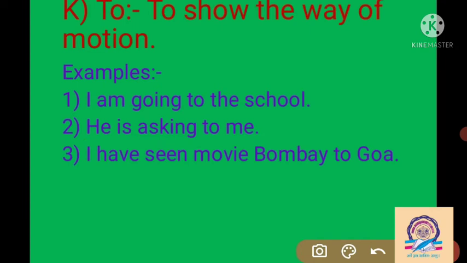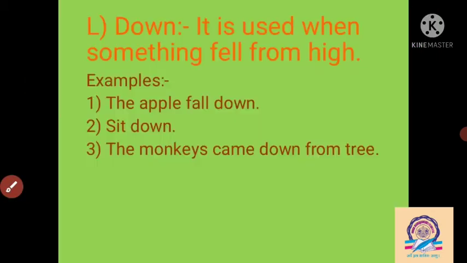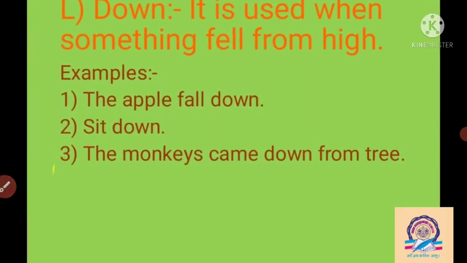So "to" is there. I have seen the movie Bombay to Goa. So a way is given here. The people have to go by taking a bus from Bombay to Goa. So the way is given here. Bombay to Goa, a fixed direction. The people want to go from Bombay to Goa. At those times we have to use "to".